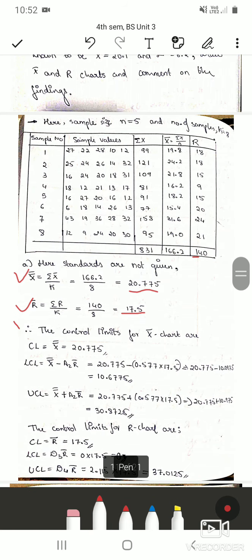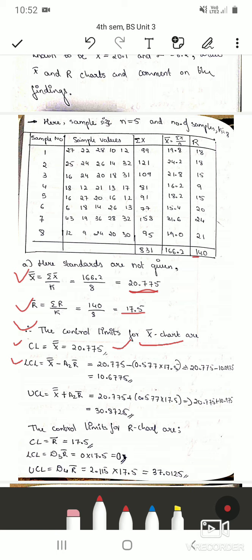So the control limits for x bar chart are, and you have to mention all of these details. Don't just write CL, LCL, UCL. You must mention it is the control limits for x bar chart or for r chart or for any other charts. Now the central line is x double bar, so it is 20.775.